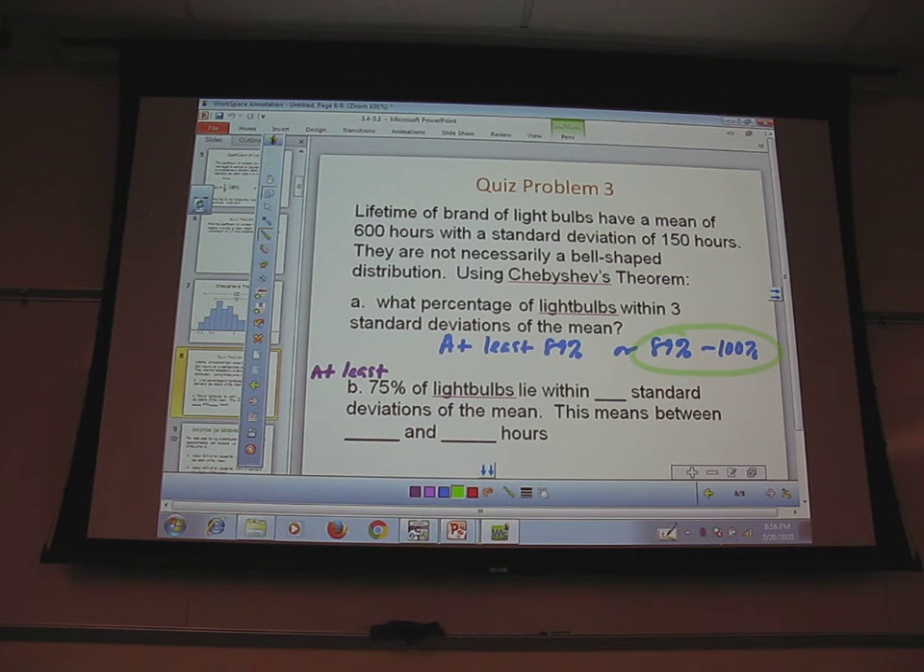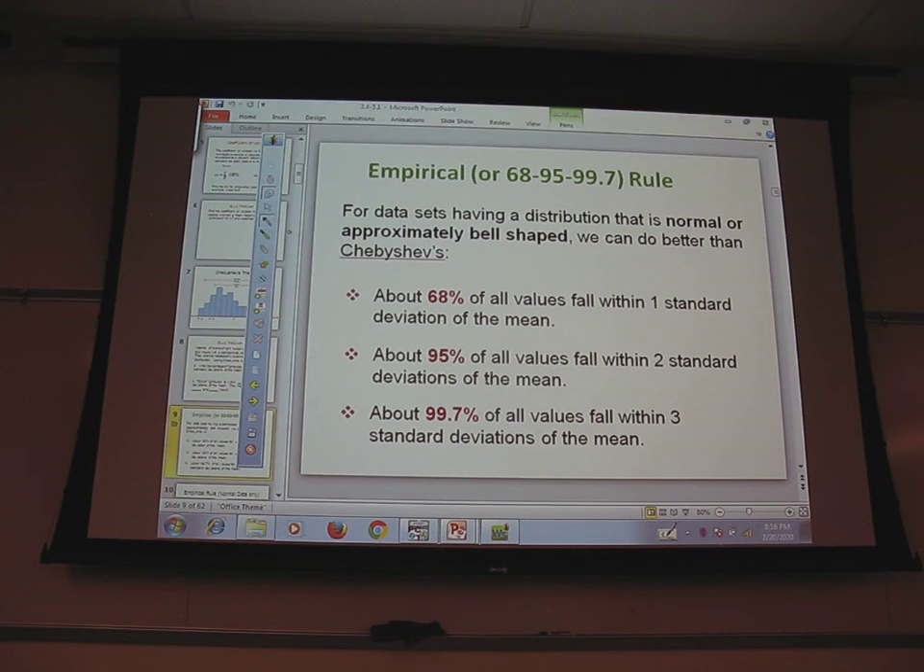And then at least 75% lie within how many standard deviations? 2. Which means from what to what? 300 to 900. Yep, 300 to 900. Because 1 standard deviation is 150, 2 standard deviations would be 300. Now, the empirical rule.